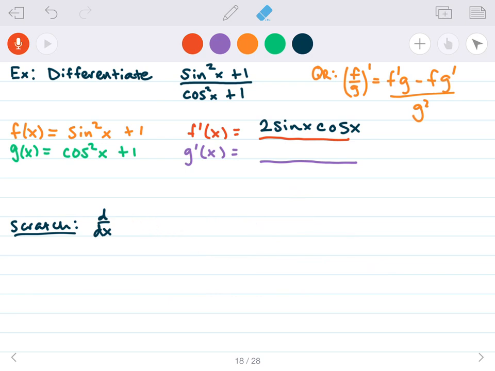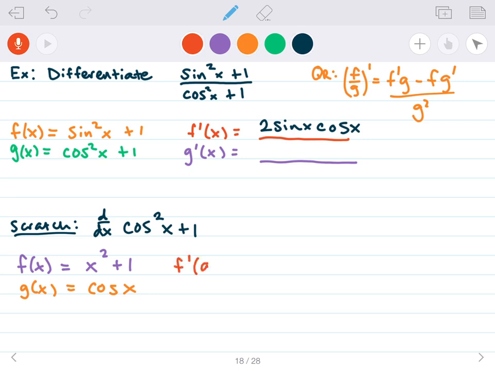So we're taking the derivative this time of cosine squared plus 1. My outside function is just going to be x squared plus 1. My inside function is going to be cosine of x. And then if I take the derivative, f prime of g, let's do this in green actually, keep it consistent, f prime of g of x, well, the derivative of x squared plus 1, again, is 2x. And if I plug in g in for x, I get that.